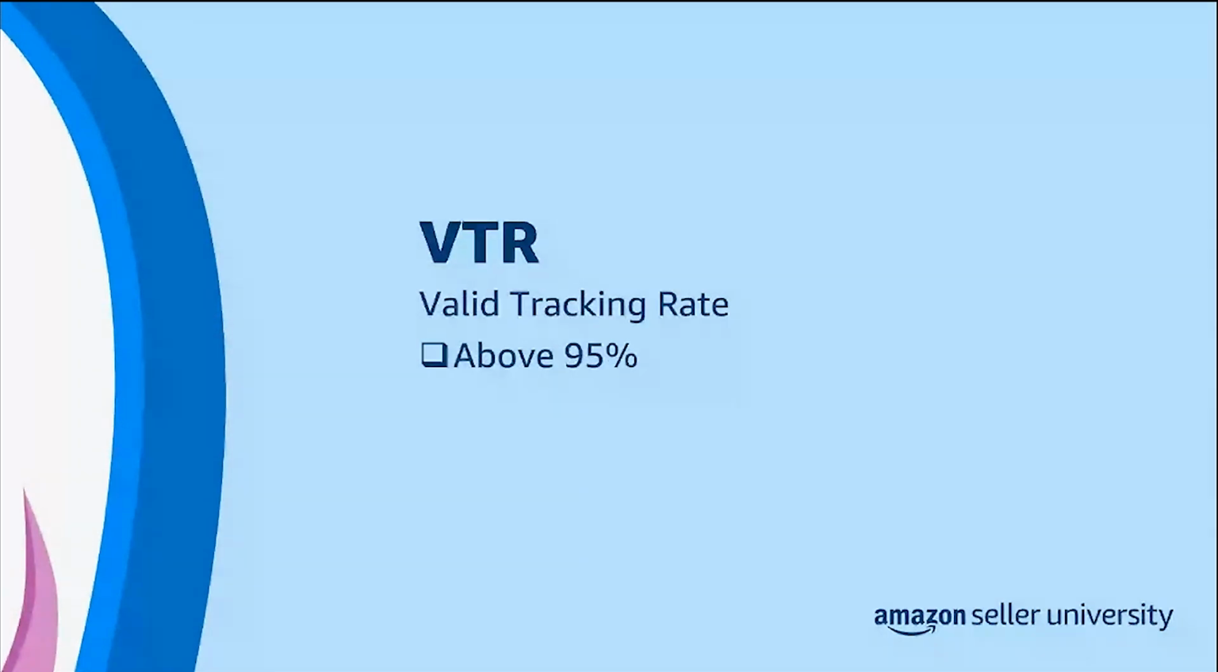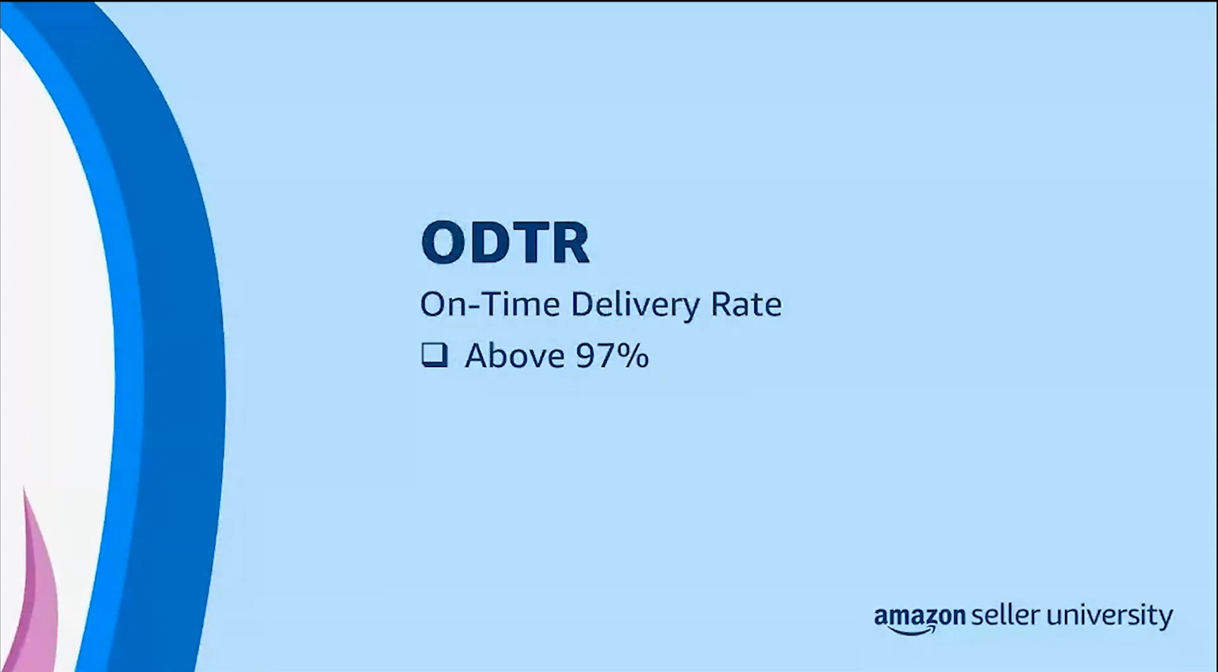Your valid tracking rate, or VTR, tracks orders shipped with valid tracking and should always be above 95%. On-time delivery rate, or OTDR, tracks orders that arrive by their expected delivery date. Keep this metric above 97%.